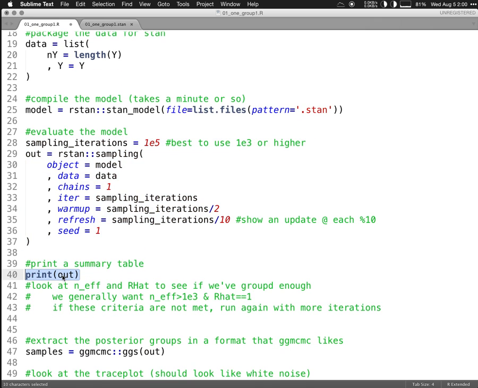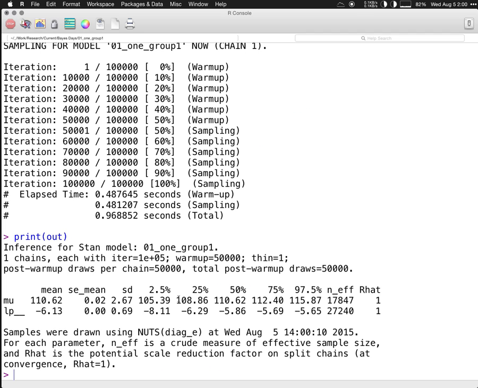If we just ask R to print out, there's a special print method for this object. This object contains a whole bunch of information. There's a specific summary table that it can print, and that's by default what it prints when we just ask for R to print that object. It gives us some information at the top, inference for Stan model, and the actual name of the Stan model. It did one chain, as we asked, with each iteration of 1E5. Warm-up is 50,000. Thin equals 1.